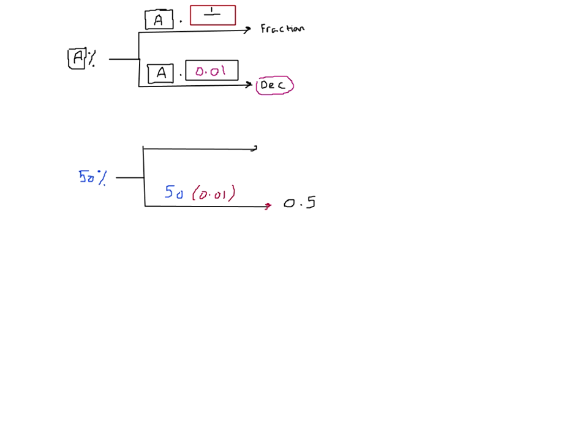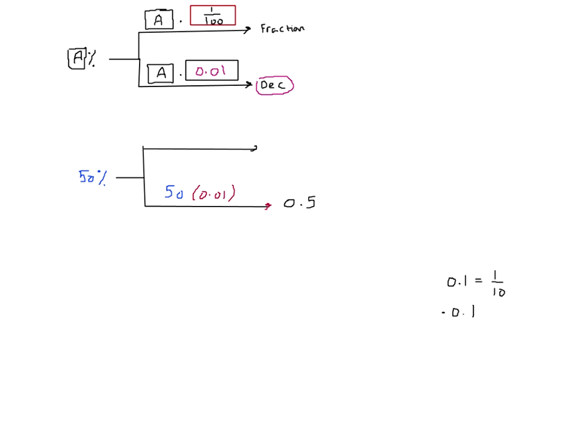One over 2? 0.01 would be 1 over 100. Not 1 over 2. 1 over 2 would be half of something, but 0.01 would be 1 over 100, right? You're correct. Remember that 0.1 is 1 over 10, right?